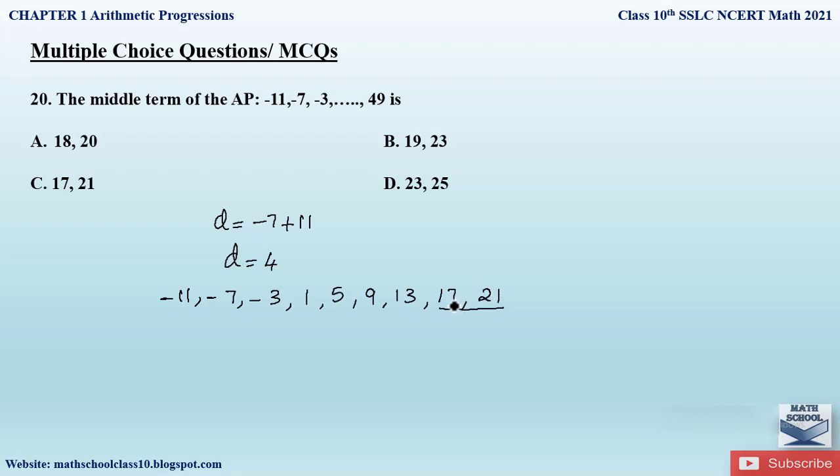Now you can observe that we got 17 and 21, which is option C. So this is the correct answer. Looking at the options, you can find out the correct answer in this way. First you have to just find out the common difference, and then you keep adding the common difference to the terms to obtain the middle term given in the options.